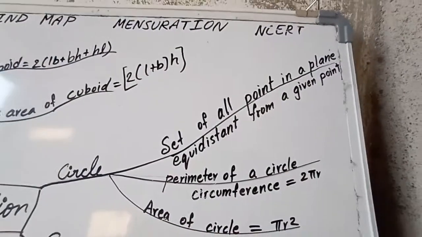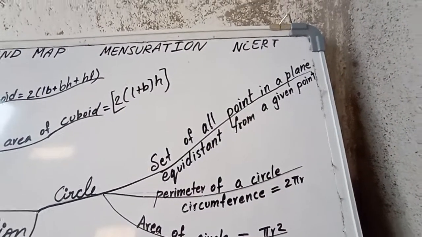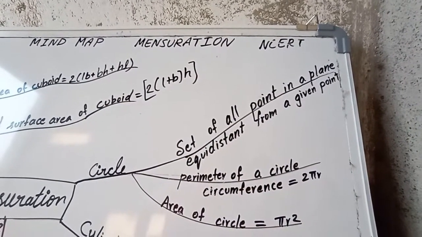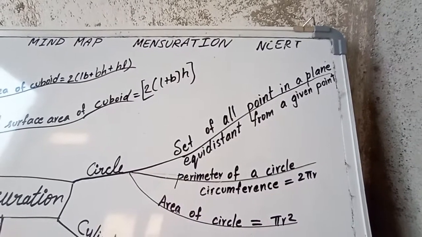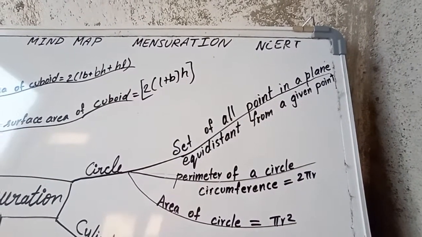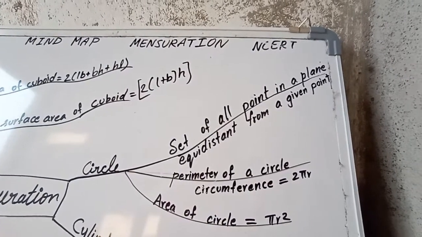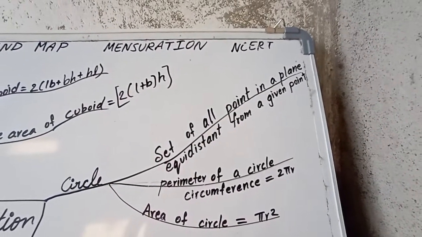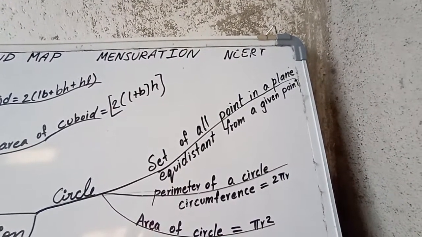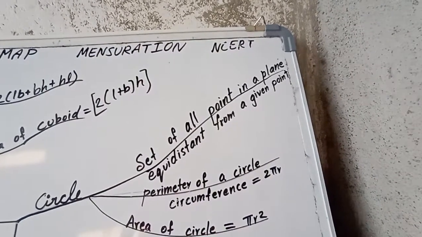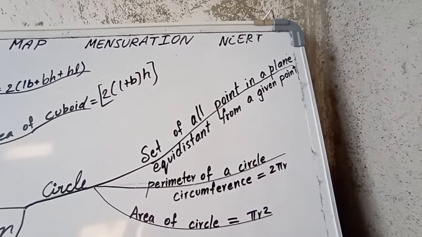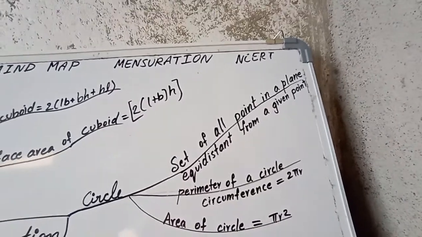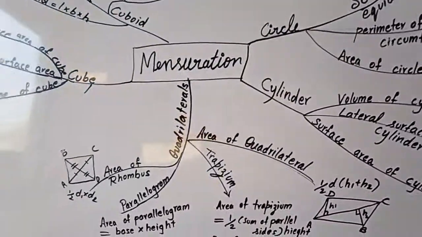If you go for the circle, what is a circle? A circle is a set of all points in a plane equidistant from a given point. That equidistance is the radius. The perimeter of a circle is known as the circumference. You can use the formula 2 pi r. Area of circle is equal to pi r square. This is all about the circle and quadrilaterals.